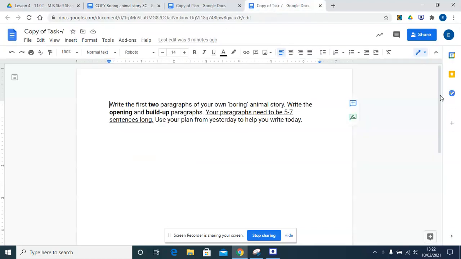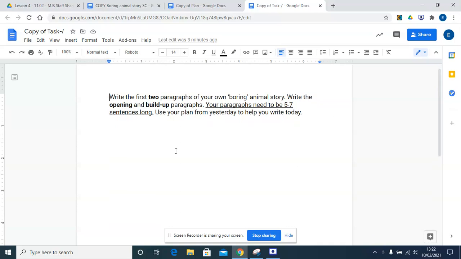So, the task says write the first two paragraphs of your own boring animal story. Now, remember, paragraphs need to be 5 to 7 sentences. So you're going to use your plan to help you. So we're going to start with the opening.